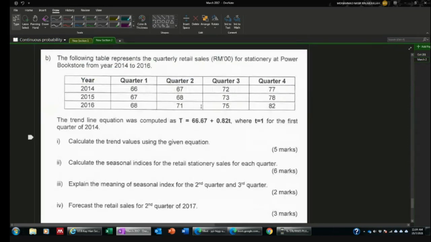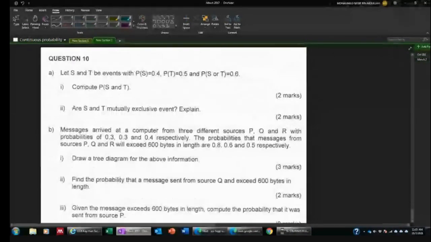So for B, the following table represent the quarterly retail sales in 100 at stationery power bookstore from 2014 to 2016. So the trend line equation, this one kita tak belajar this one. This is by using least square method. We only learn about how to use moving average method kan. So you convert this to moving average lah. Nanti I tunjuk, ni semua I tak tunjuk lah. But this question is about using a trend line lah, least square method.